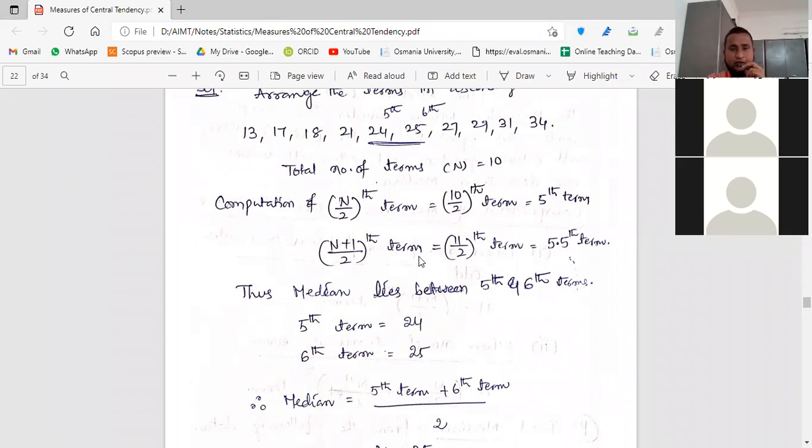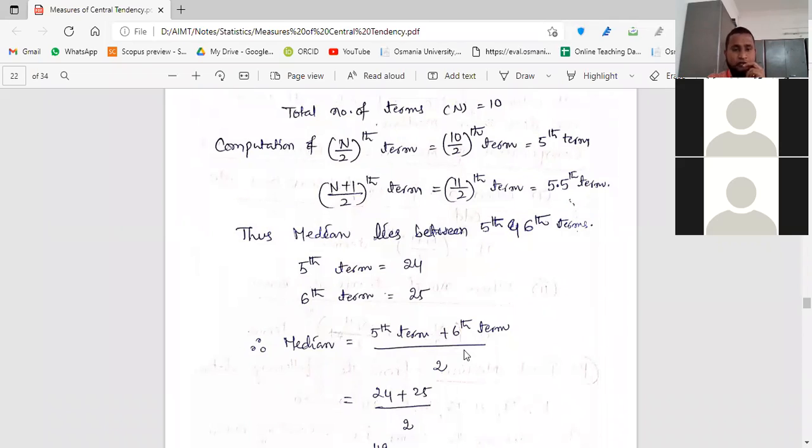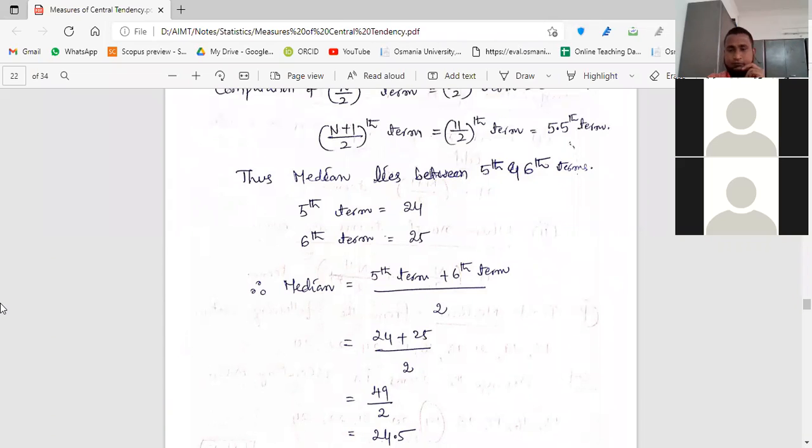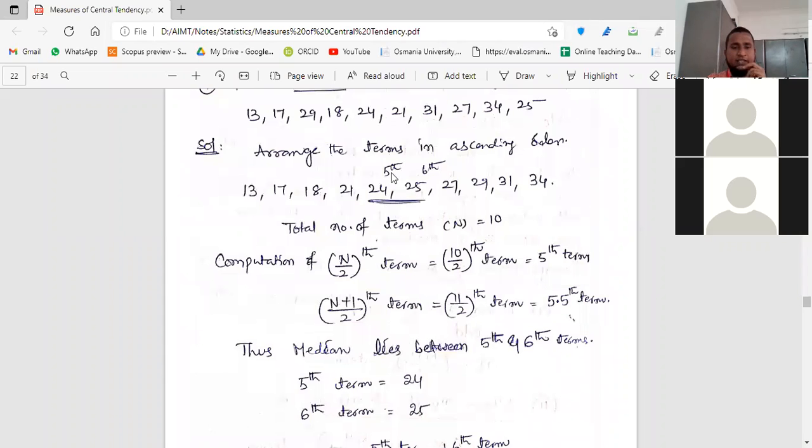What is the 5th term? 5th term is 24 and 6th term is 25. So median is equal to 5th plus 6th term by 2. That is 24 plus 25 by 2, 49 by 2, that is equal to 24.5. Now this 24.5 lies in between 5th and 6th. So again, the series is divided into two equal parts. That's why it is called a median. It is dividing the series in equal parts.